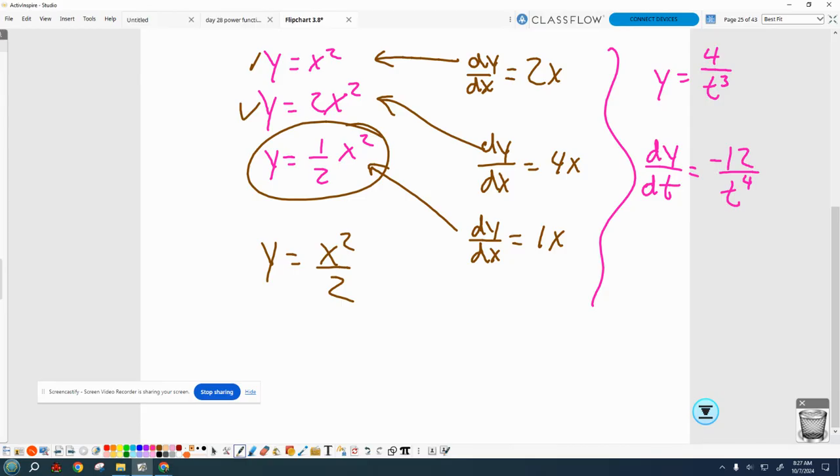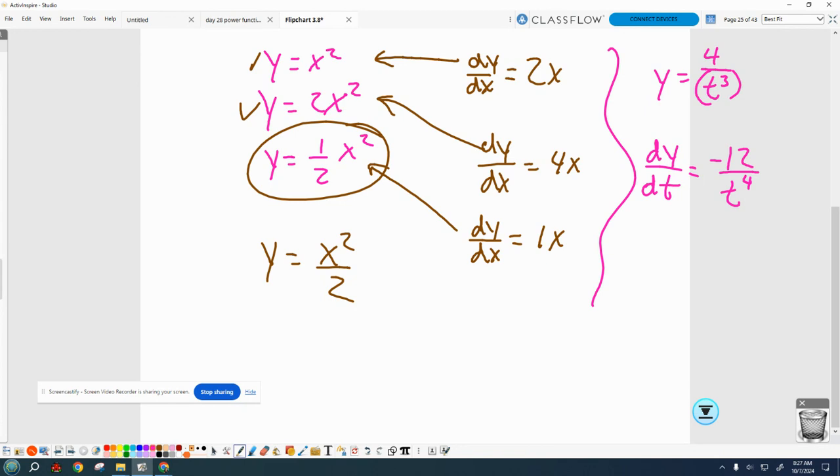Like, you wrote out so much work, and some of you got your negatives flipped around, or did t cubed squared, and you got that it was t to the 5th, rather than t to the 6th. Like, you did interesting things.